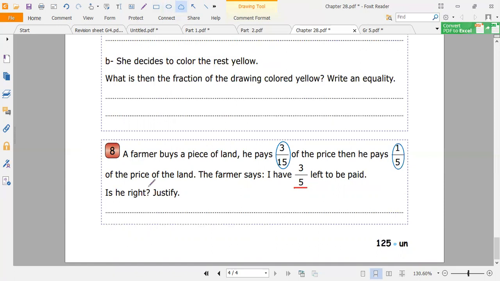Is he right? Justify. To know if he is right, we want to know how much he pays. So to know how much he pays, we have to add these two fractions, and then we see how much he has left to pay. So we add these two fractions. He pays 3/15 plus 1/5.